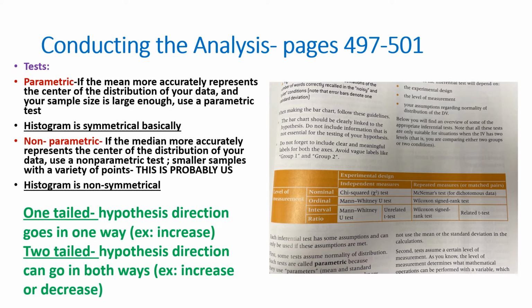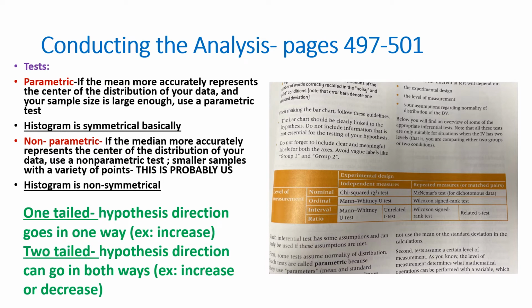In your book, you will see this little chart, and it's really, really helpful as to what kind of data you have and then what kind of experimental design you have. Parametric is if the mean's a more accurate representative of the distribution. So if you have a really normal bell curve, you have parametric. If you have non-parametric, then you're using the median instead, and you probably are using interquartile range, and you have like a skewed histogram. All right.